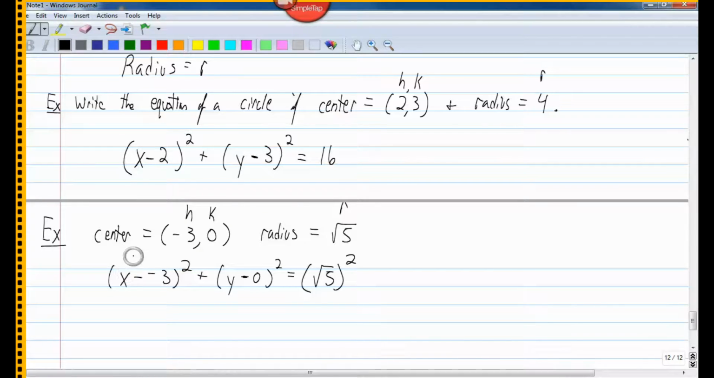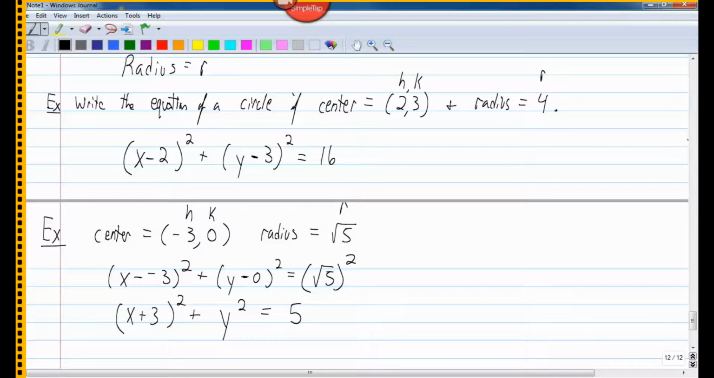Alright, so I have x minus -3. That's going to be x plus 3 squared. y minus 0. y minus 0 is y. So that's just y squared equals the square root of 5 times the square root of 5, which is 5.